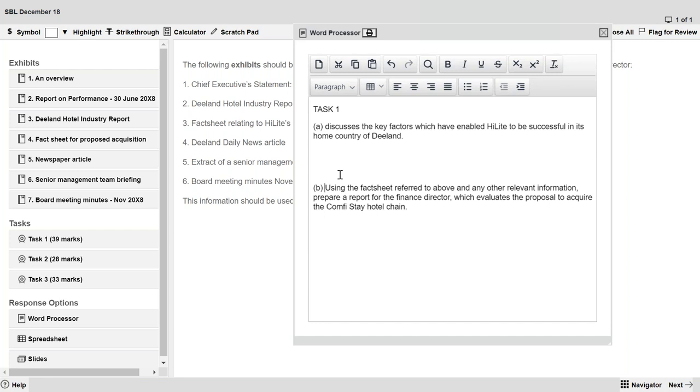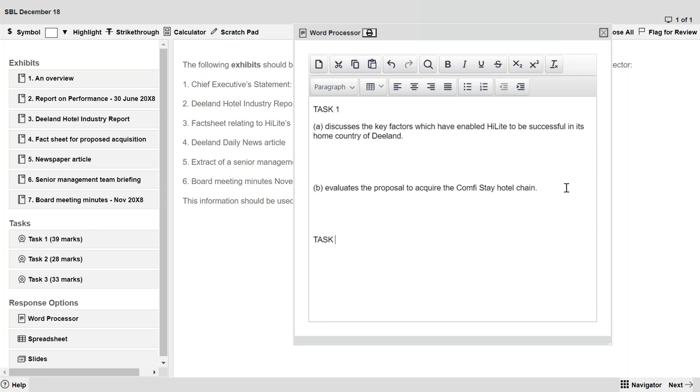Similarly for B, using the fact sheet and any other relevant information, prepare a report, which delete the scrap. Evaluate the proposal to acquire Comfy Stay hotel chain. You see, so I've removed all the extra stupid things so that I can just know what exactly the requirement is asking me. So part 1 is asking me to identify key factors. Part 2 asks me to evaluate the proposal to acquire.